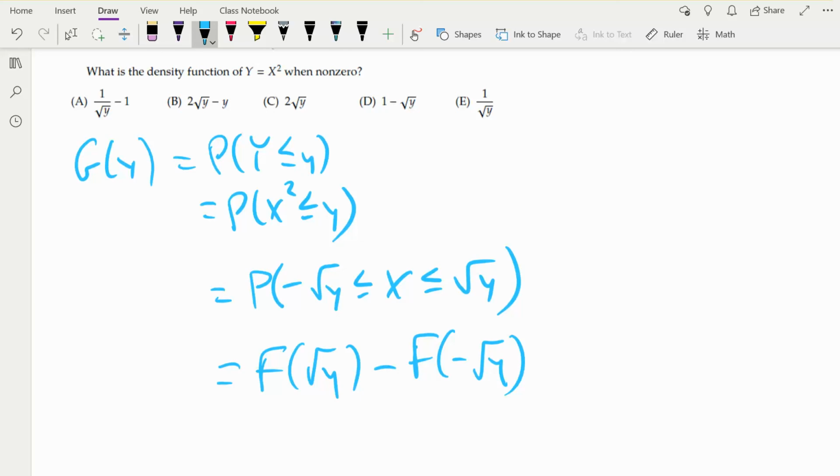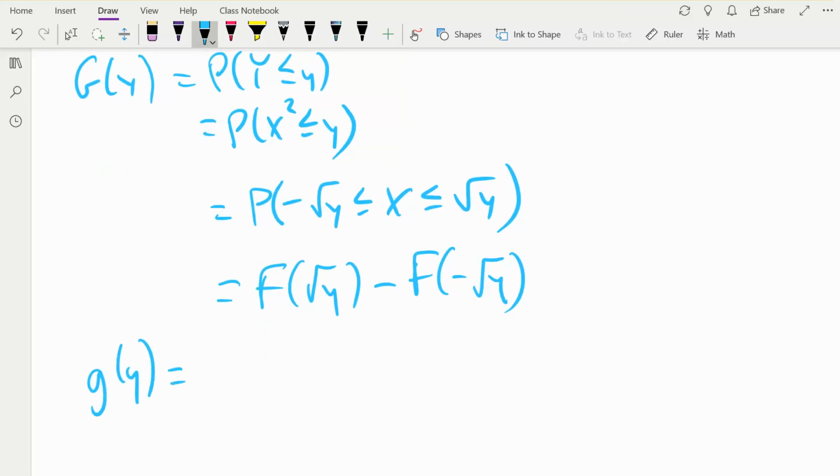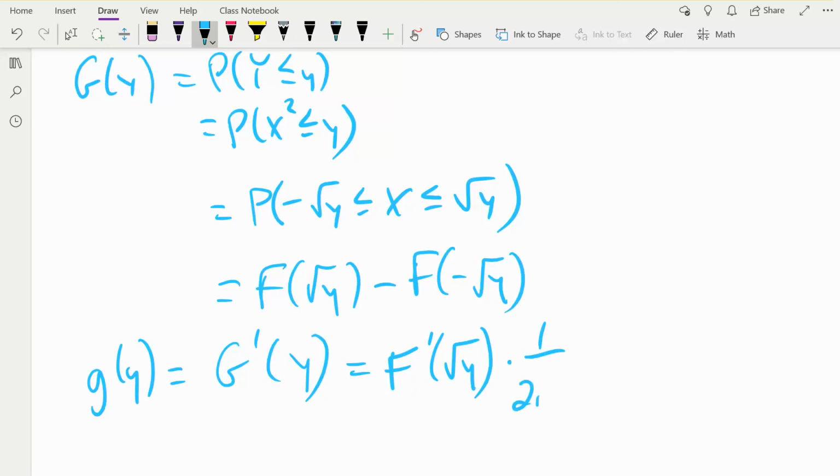So what's the next step? Take the derivative, right? So little g of y will be the derivative of capital G of y. And then we need to take the derivative of both of these pieces. The first one will be capital F prime of root y times 1 over 2 root y. And then we get minus capital F prime of negative root y. And this will be times negative 1 over 2 root y. Everybody see that?